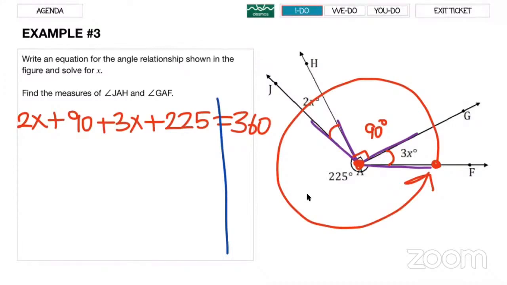Take a look on the left side. There is an x term and x term, so you need to combine them. What happens if you combine these together? So these two, 2x plus 3x, that would become 5x, right?